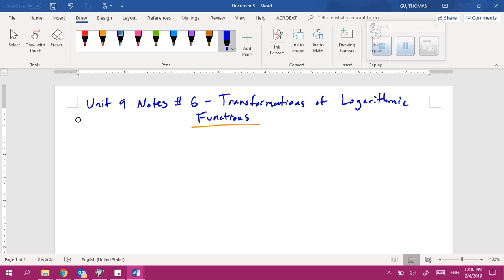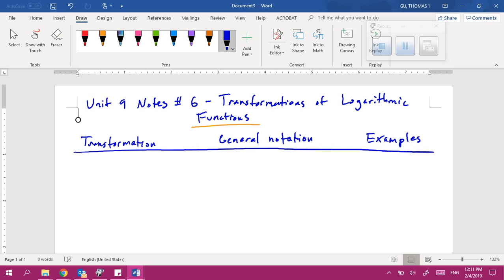The first column is going to say transformation. The middle column will say general notation. And the last column is going to say examples.